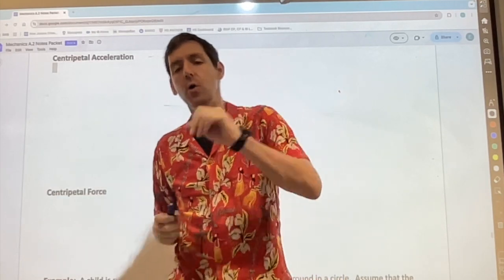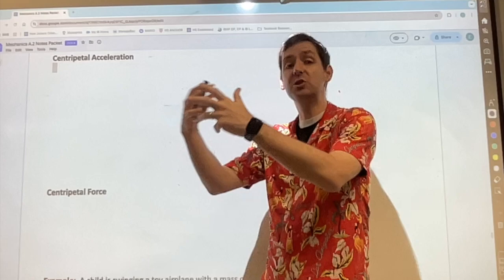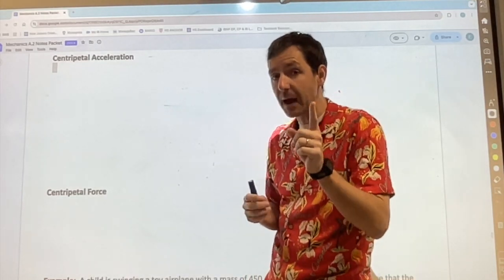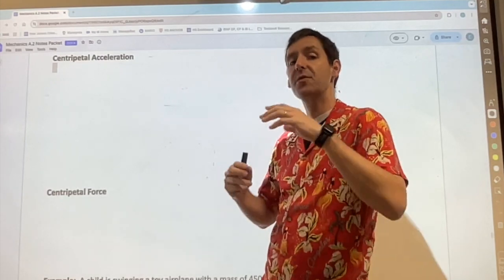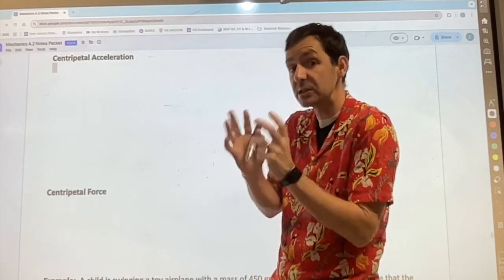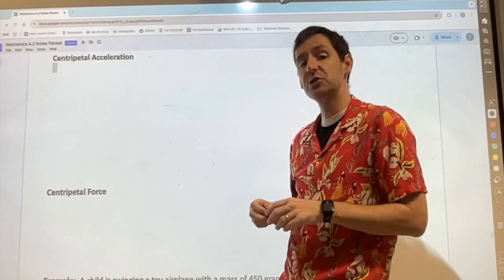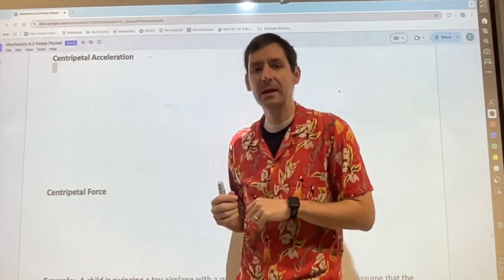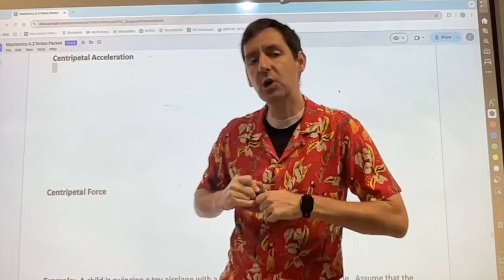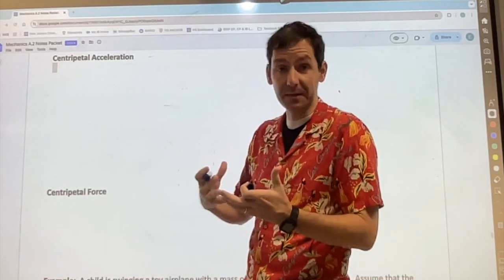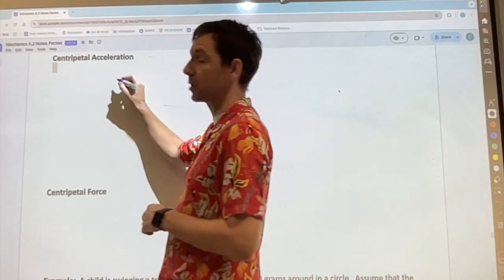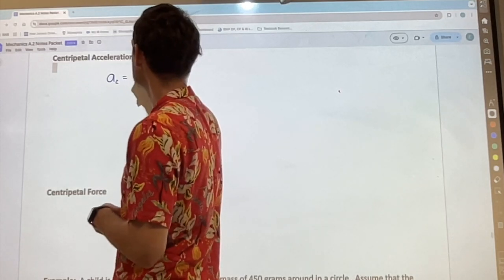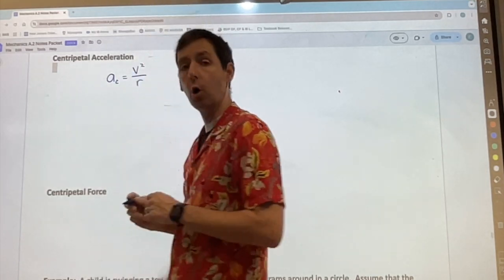Now, one of the things I want to do before we get into some problems and some conceptual discussions here, and do keep in mind that even though we're working through problems, the hope is that we're understanding these situations conceptually, is I want to introduce to you the equations for centripetal acceleration and centripetal force. Now, I'm not going to go through a proof or anything like that for this, but centripetal acceleration is simply a equals v squared over r.